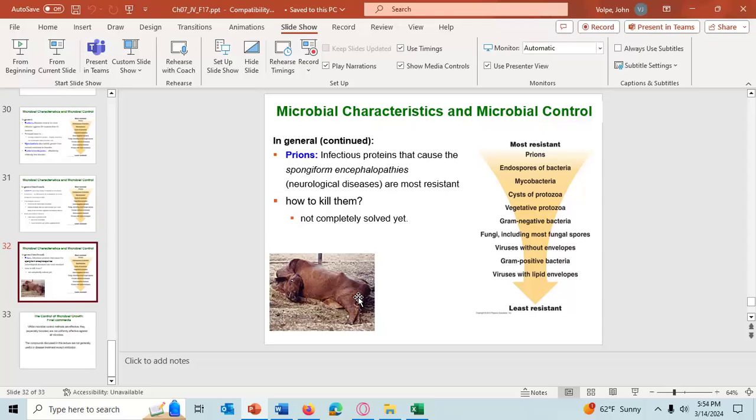Any question about any of that? How effective are prions? They buried prions in the soil for a year, and then they dug up the soil, and they found that most of the prions were still active in the soil. So prions are very difficult to kill. Any question about any of that?